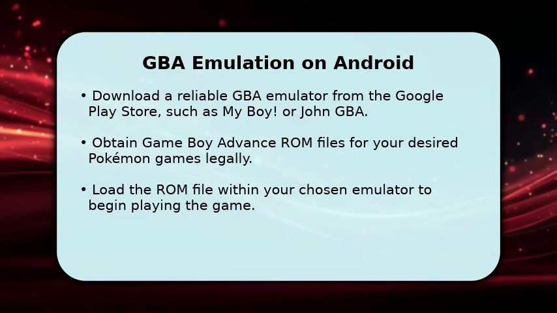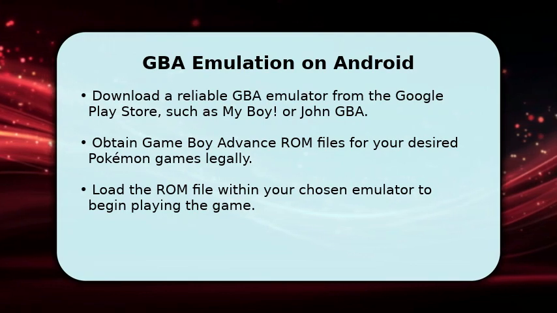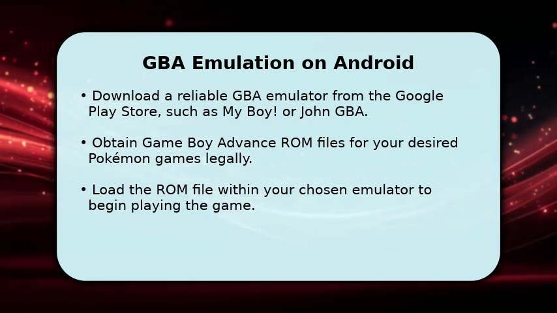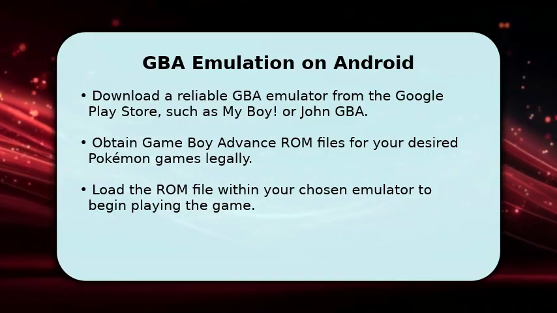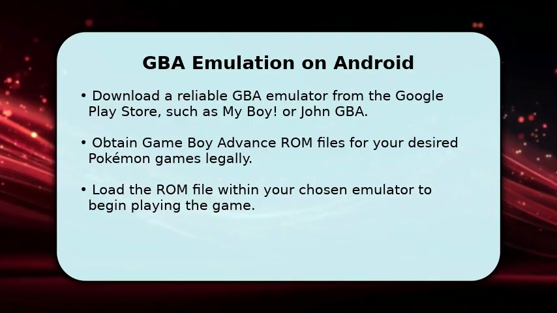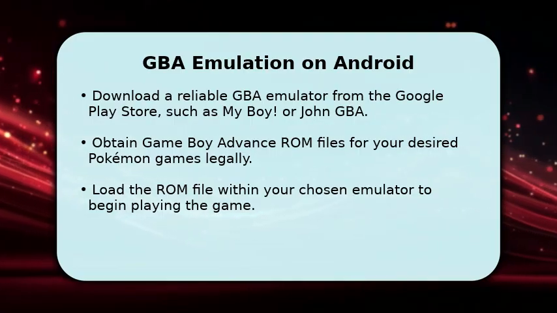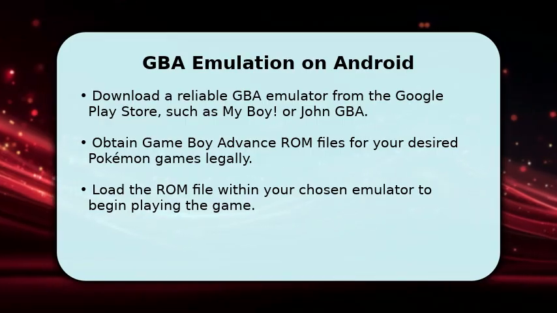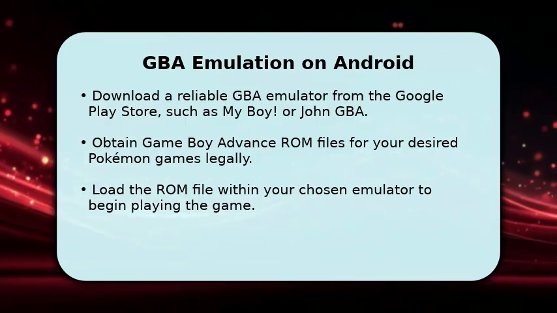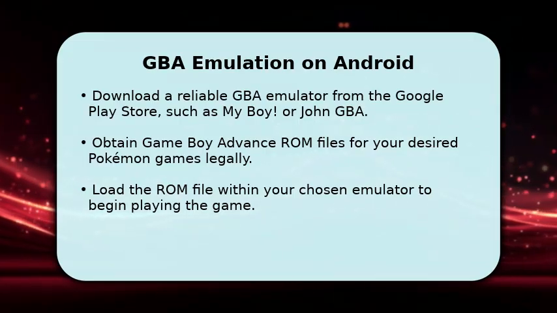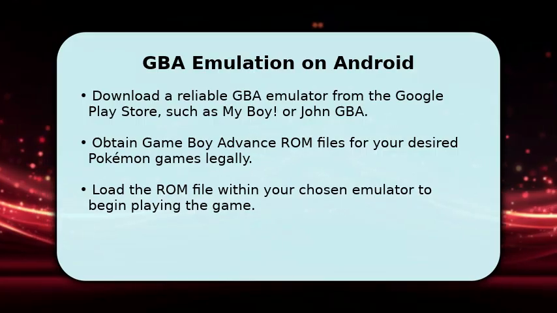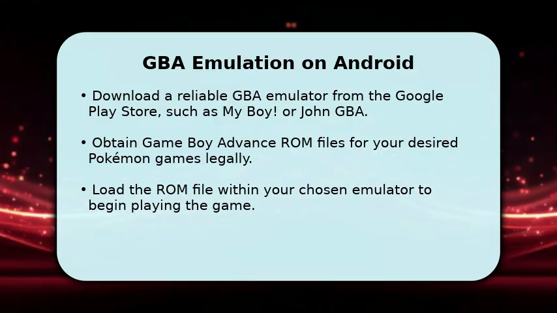To play classic Game Boy Advance Pokémon games on your Android device, you will first need to download a GBA emulator. Popular choices include My Boy or John GBA, both available on the Google Play Store. Once installed, you will need to legally obtain the ROM files for your favorite GBA Pokémon titles. Simply open the emulator, load your ROM file, and you are ready to embark on a nostalgic journey.